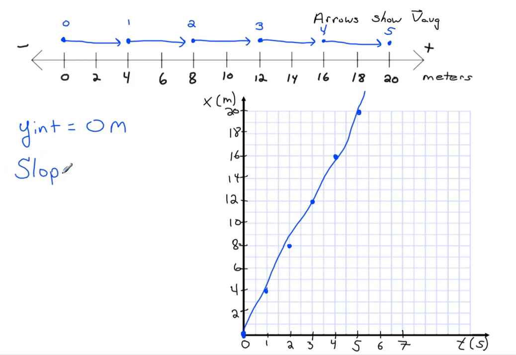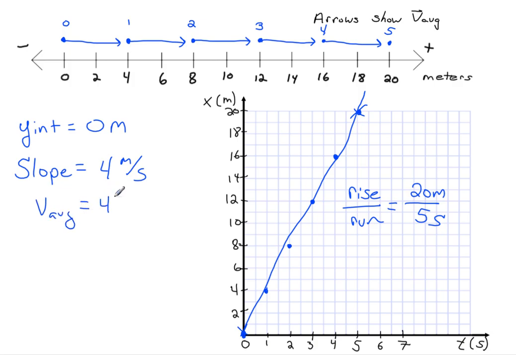Here the slope, rise over run, if I take this point and this point, the rise is 20 meters, the run is 5 seconds. So the slope is 4 meters per second, which would also be the average velocity. 4 meters per second. And again, look back on the motion diagram. The object during this first second of time did travel 4 meters. It travels 4 meters during all of these time intervals.